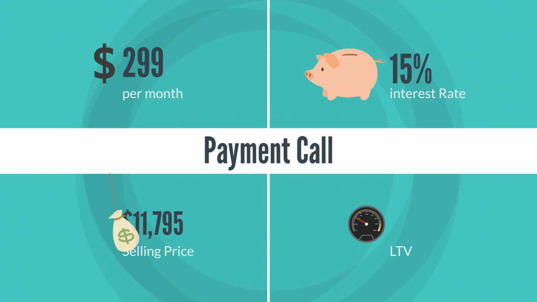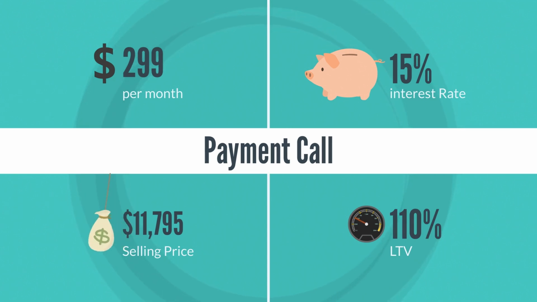Using our lender guidelines sheet, we see that this lender caps LTV at 110% for vehicles that are 3 model years old or older. Therefore, we now know that this customer needs a vehicle with a maximum sale price of $11,795 and a maximum LTV of 110%.